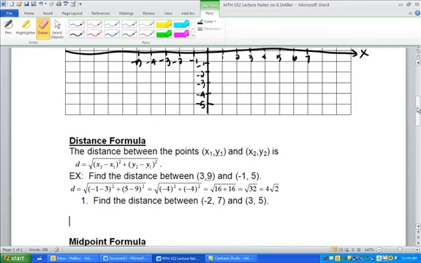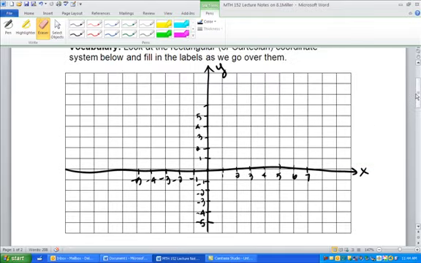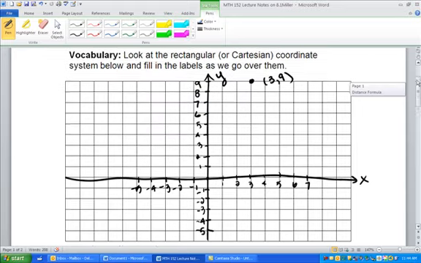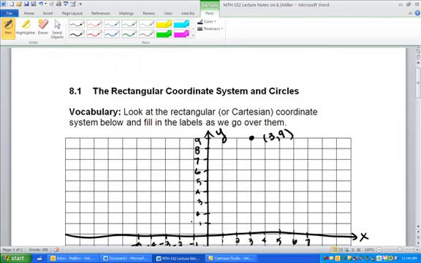So I'm going to use the point 3, 9. Okay. Let's see, get my pen back. 6, 7, 8, 9. So 3, 9 will be over here. And my other point is -1, 5. Okay, and what we want to know is the length of the distance between them.